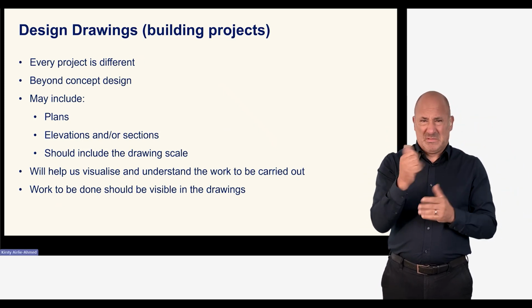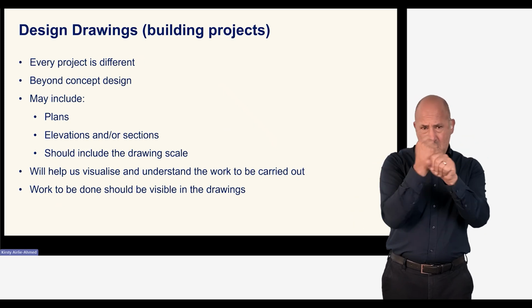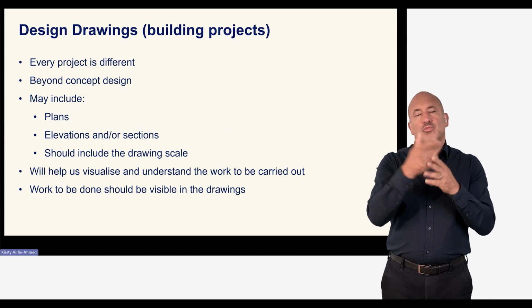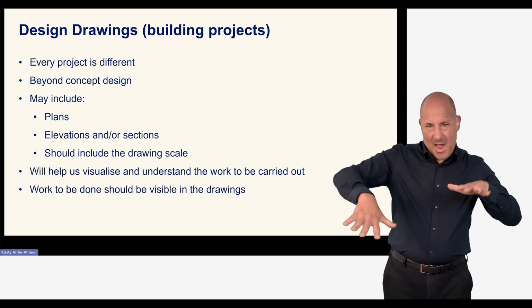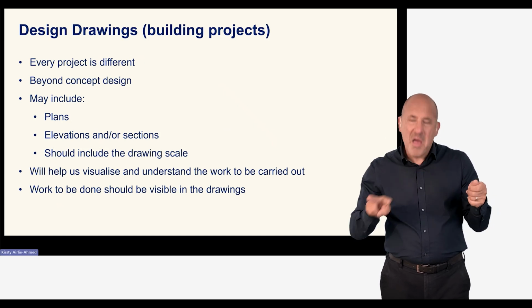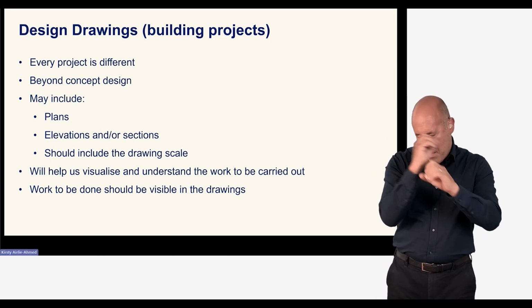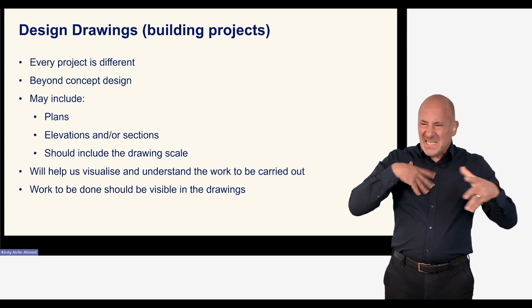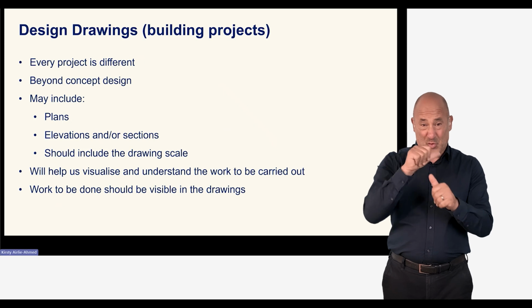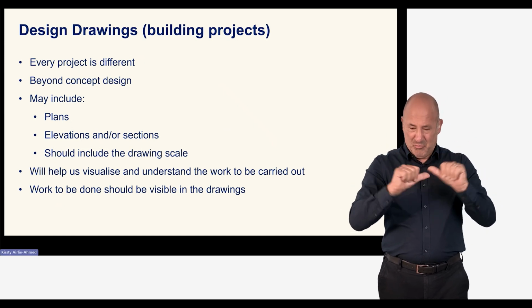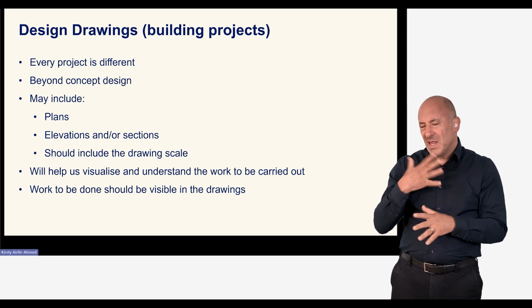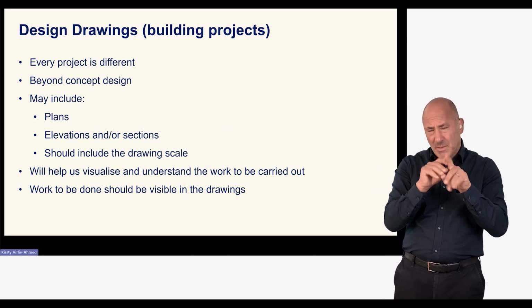Work to be done should be clearly visible in the drawings. Your design drawings should show where everything will go. So what you'll usually see is a floor plan of the library space with the work to be done clearly shown within that space. This helps us visualise and understand the work to be carried out. It gives us confidence that your cost plan, which should outline the overall cost of any construction work, is up to date and relatively accurate. And it will include notes about the work to be completed and drawing scales.